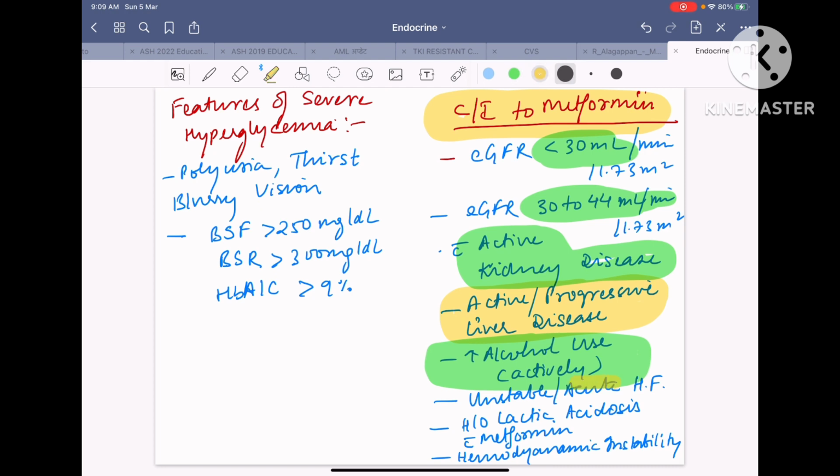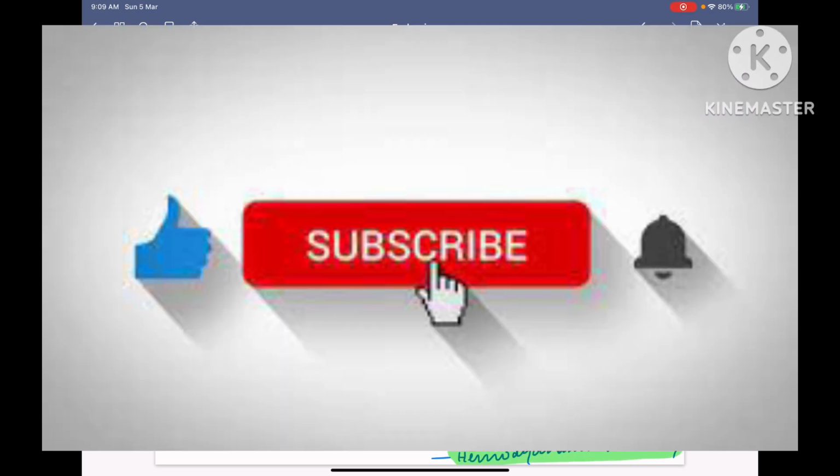And if there is unstable or acute heart failure, we should avoid it. In addition, if there is a history of lactic acidosis associated with metformin use in the past, then also we should avoid metformin. And finally, if there are any signs of hemodynamic instability, hypotension, tachycardia, anything, we should avoid metformin.